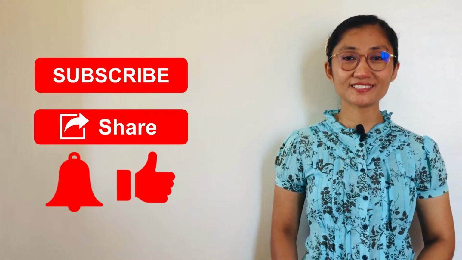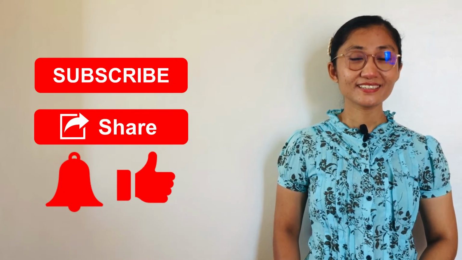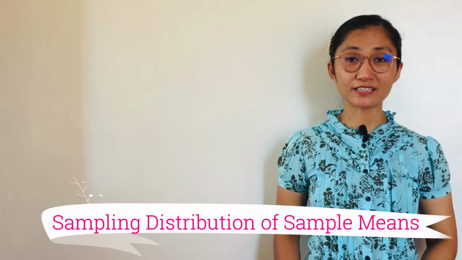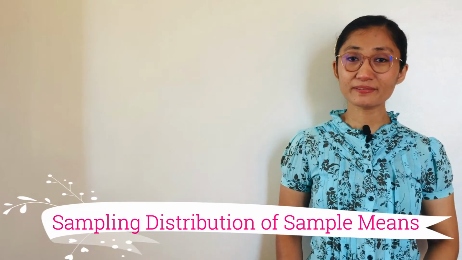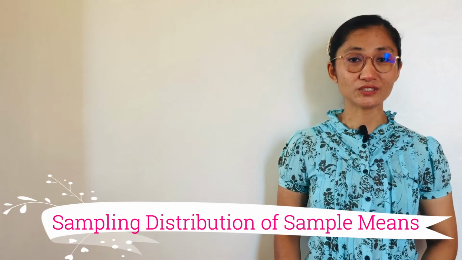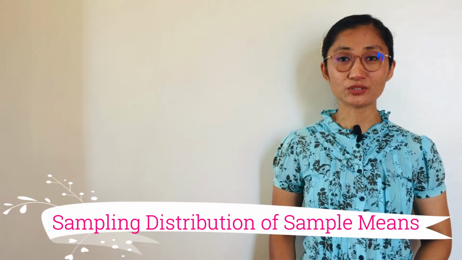And welcome back to Statistics and Probability class. In this video lesson, you are expected to indicate the type of random sampling illustrated by the given situations and to create a sampling distribution.